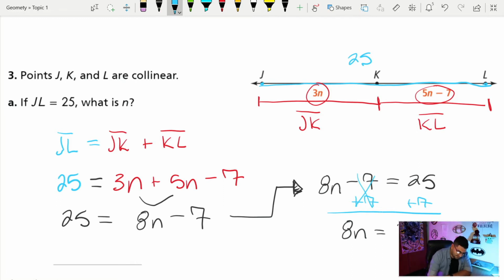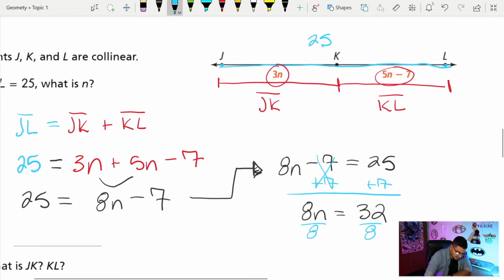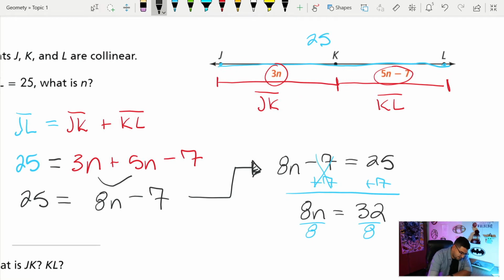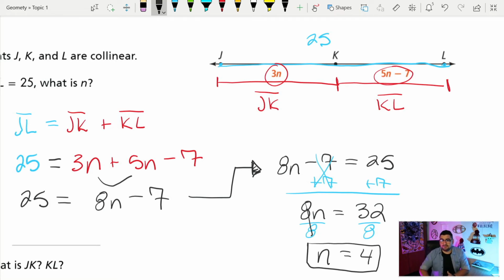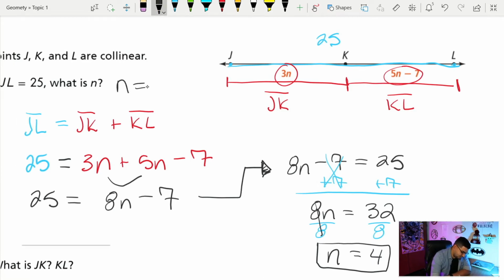Then I would simply divide by 8. 32 divided by 8 gets me n. So now I've gotten n singled out on one side. 32 divided by 8 is 4. So I have now found that n equals 4, which means I've solved the problem. What is n? n equals 4.